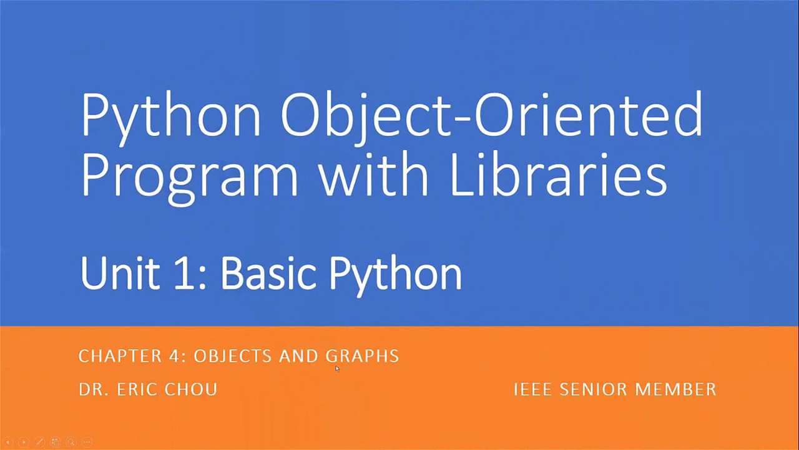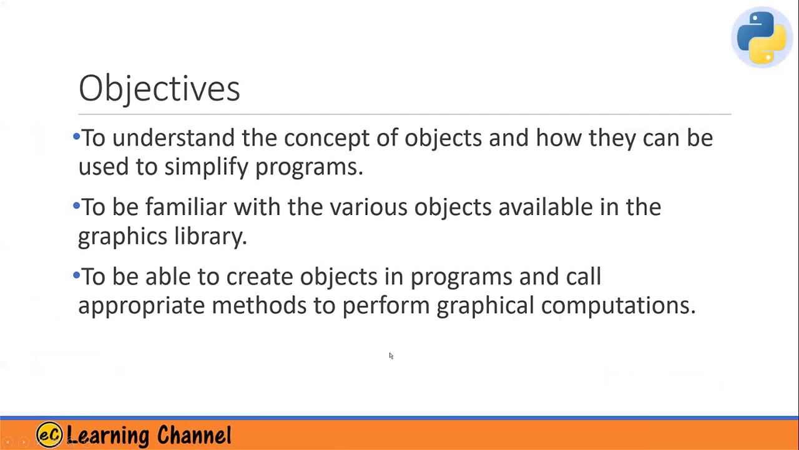Chapter 4, objects and graphs. Objective: to understand the concept of object and how they can be used to simplify programs.